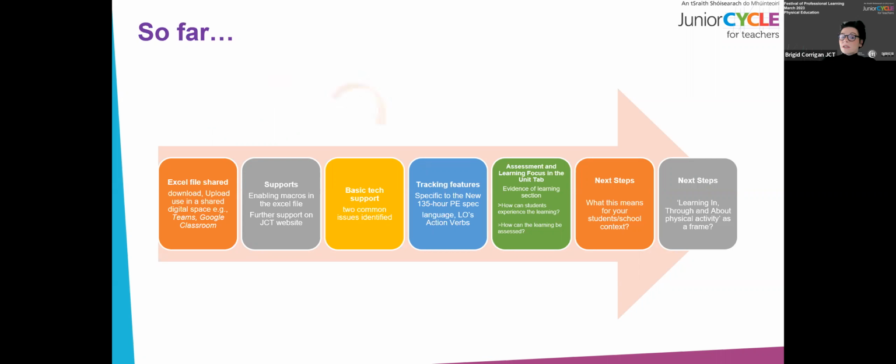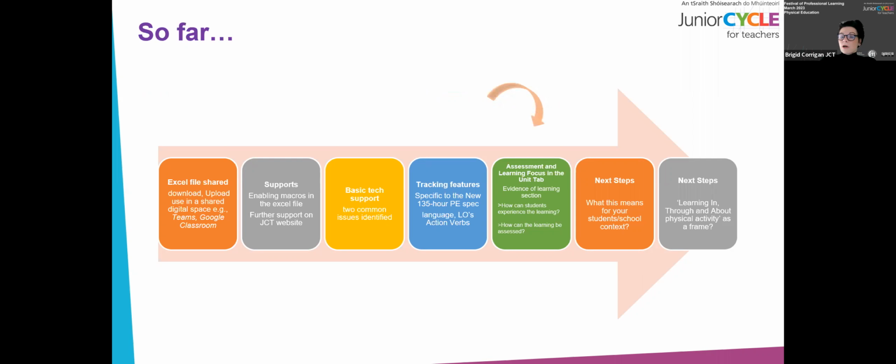So we know 2 common tech issues related to the downloading of the Excel file were identified with solutions. And you saw that when you do download that, you will be faced with that security risk feature. And then if you do download the file from a Google Drive, also, they were the 2 key technical issues that we looked at. Also, tracking features of the planner were demonstrated that are specific to the new 135 RPE specification and can help with gaining familiarity with the language and the learning outcomes and the action verbs of the specification.